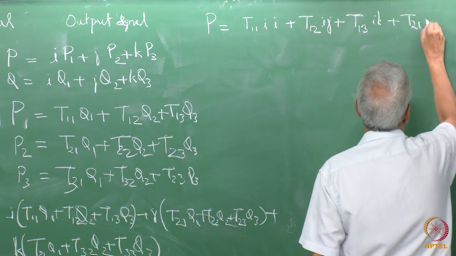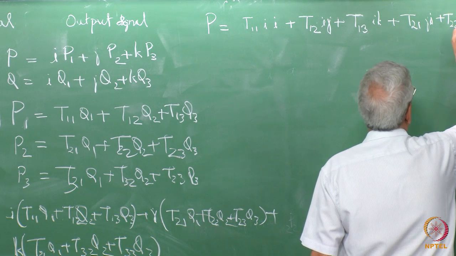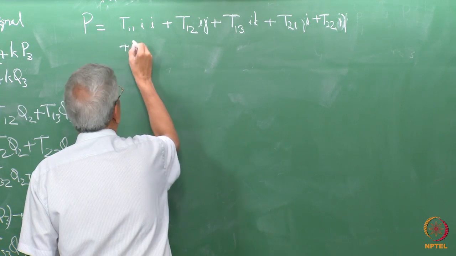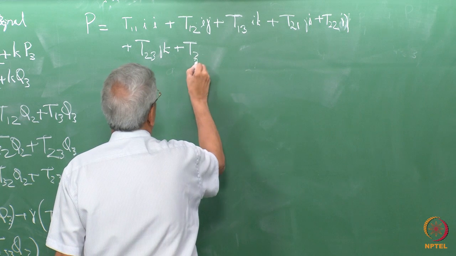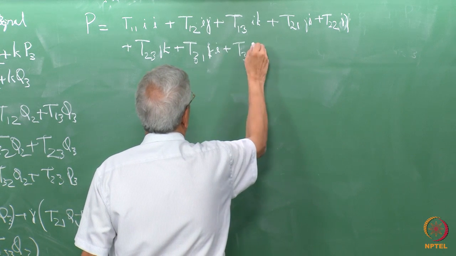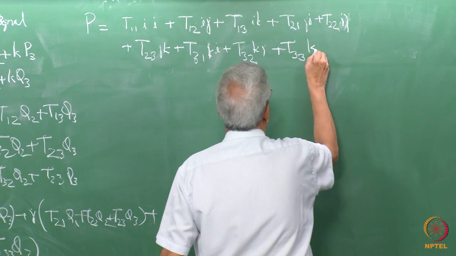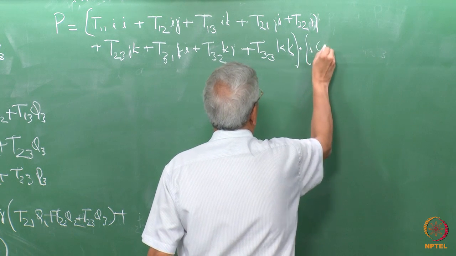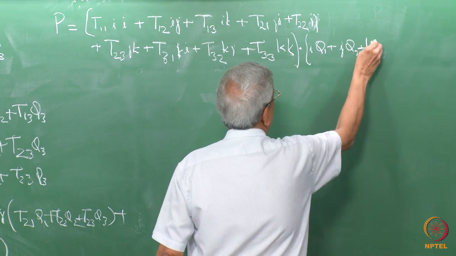plus T21 into Ji plus T22 into jj, plus T23 into jk, plus T31 into ki, T32 into kj plus T33 into kk, into a dot, I can write I into q1 plus j into q2 plus k into q3. This form I can write it.